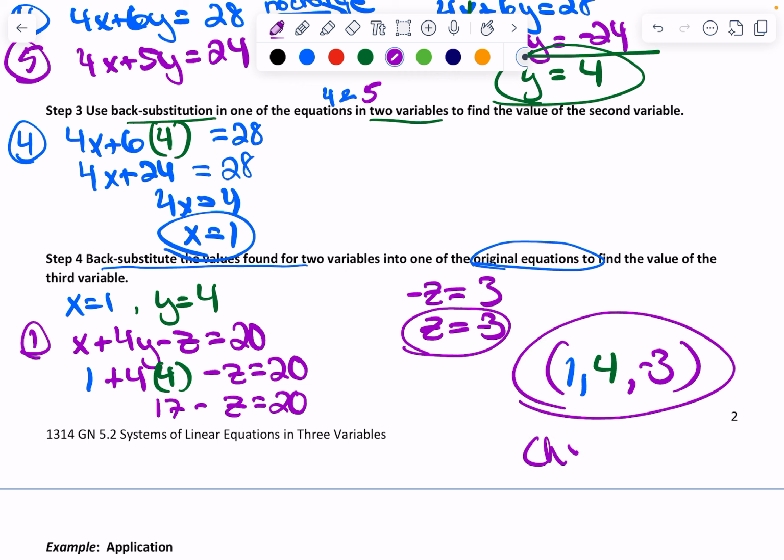And make sure that you check. Again, you need to go back and check all three equations that you've got. Plug the ordered triple in for every single one.